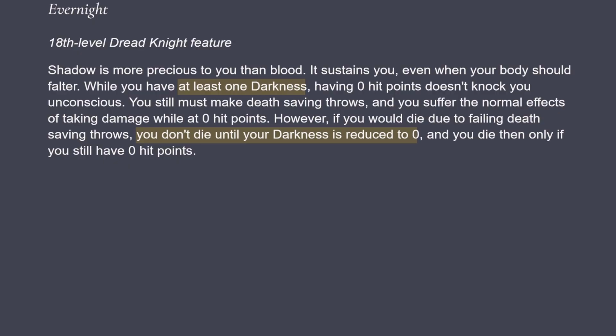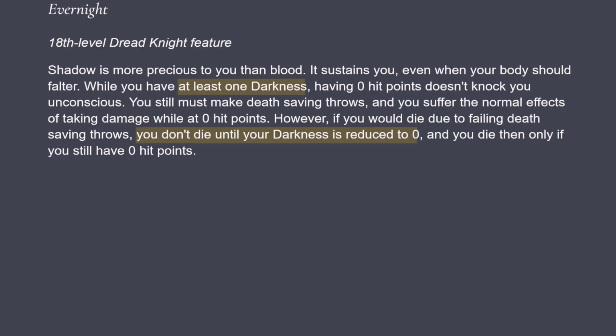While you have at least 1 darkness point, having 0 hit points doesn't knock you unconscious. This is incredible. This is better than all of the barbarian features and whatever other stuff lets you keep going after you've quote unquote gone down. In fact, I think this is a little more 5e design than 5.5 because they sort of changed some of that stuff around to just get you like half hit points back and stuff, if I recall correctly. So take that as you will, but this is crazy.